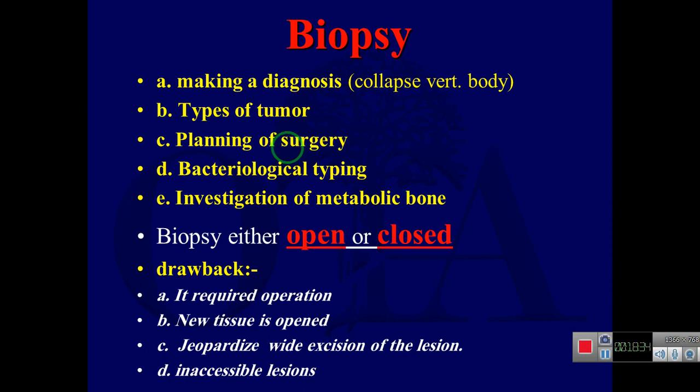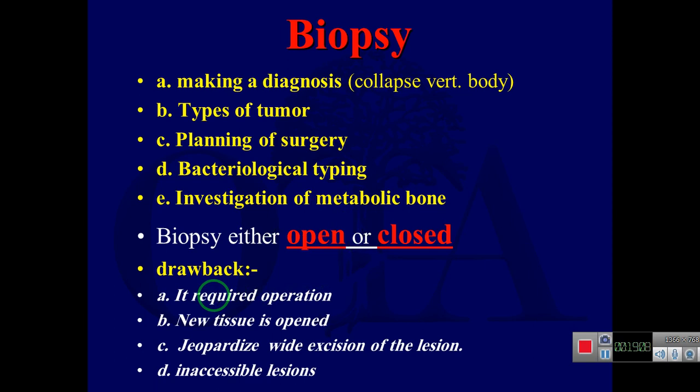Number 4, bacteriological typing. Number 5, metabolic bone disorder, after using tetracycline labeled bone biopsy to identify the type of abnormality like osteoporosis, osteomalacia, hyperparathyroidism, and the severity of the disorder. Biopsy is of 2 types, either open or closed type.